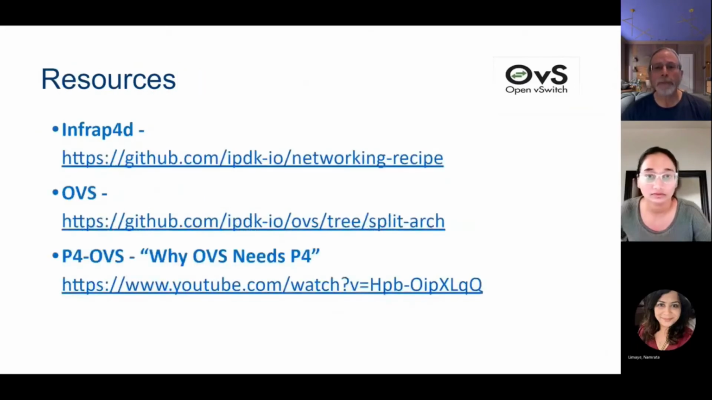Next slide, please. So here are three resources for you. The first will give you the entire package. You need to do a git clone recursive to fetch it. If you're only interested in looking at the OVS changes, you can fetch just the OVS directory. You'll find the split architecture changes in the split arch branch.